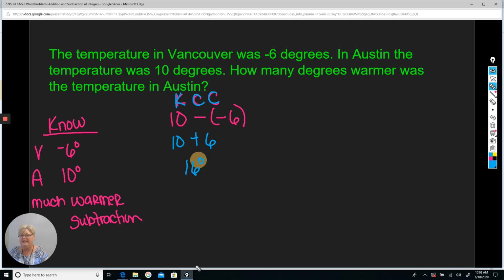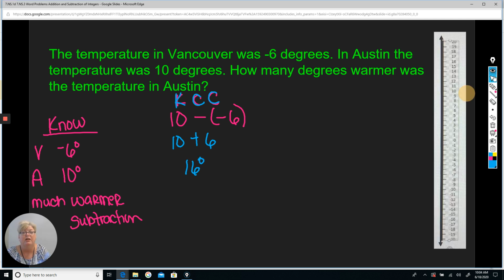Well, that seems kind of weird when you're subtracting and get what seems like a larger number. But think about a thermometer and what it looks like, and maybe even draw a thermometer and take a look at it. So we know that Vancouver was down here at -6 degrees, and Austin was at 10 degrees, and we want to know how much warmer Austin was. I'm just going to count this up: 1, 2, 3, 4, 5, 6, 7, 8, 9, 10, 11, 12, 13, 14, 15, 16. And so that gives me 16 degrees. I know y'all wanted to hear me count all the way up there. So that's going to be 16 degrees warmer.